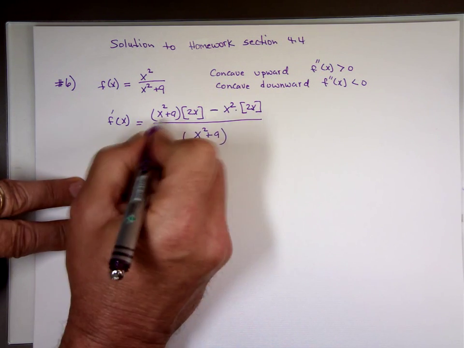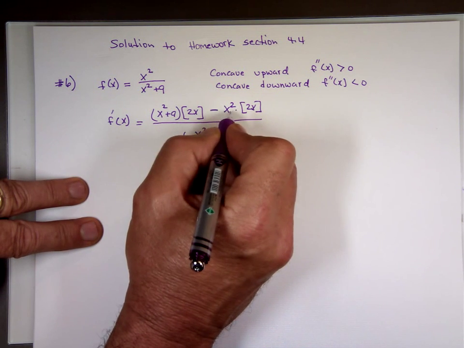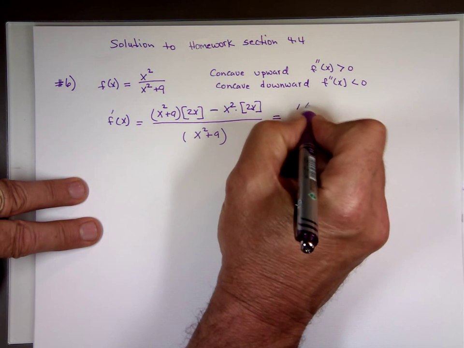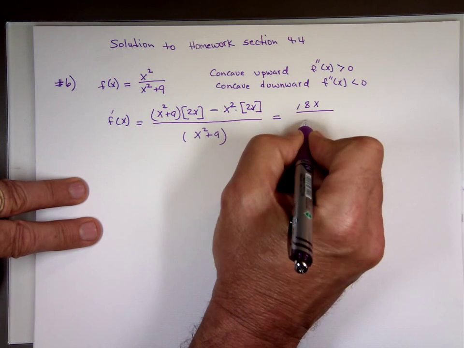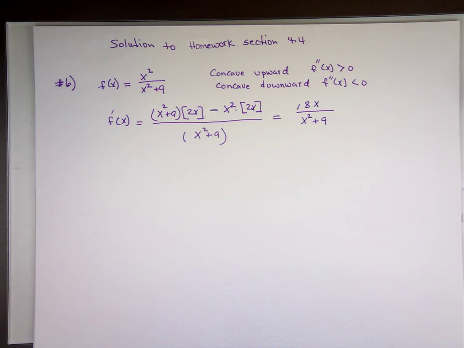The good news is x squared times 2x will cancel x squared times 2x on that end. So if you simplify this, you end up with 18x over x squared plus 9. That's your first derivative.